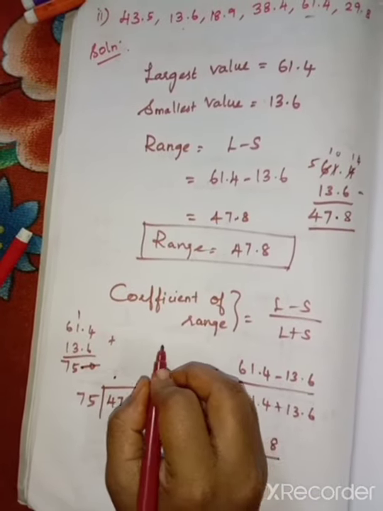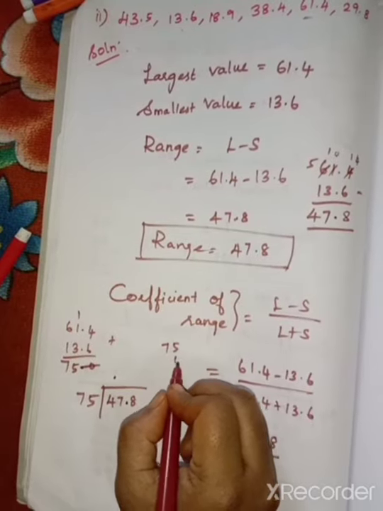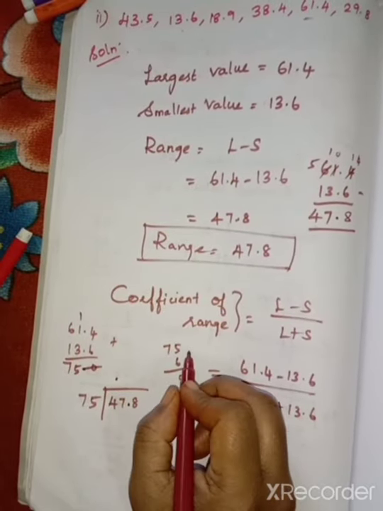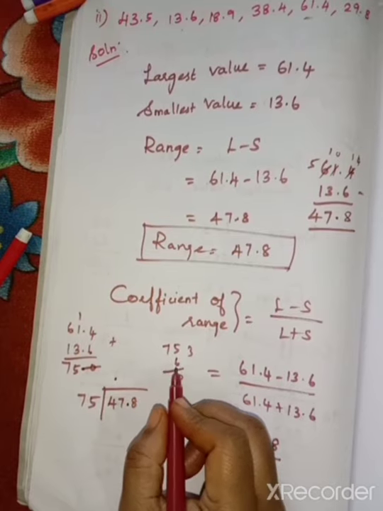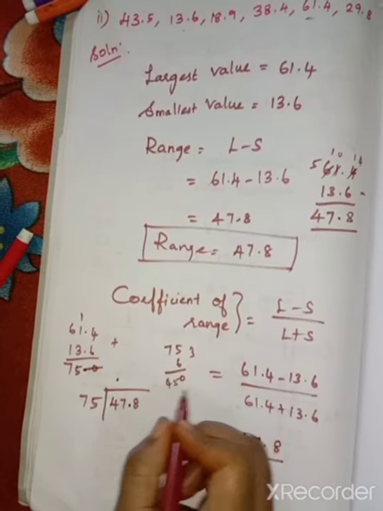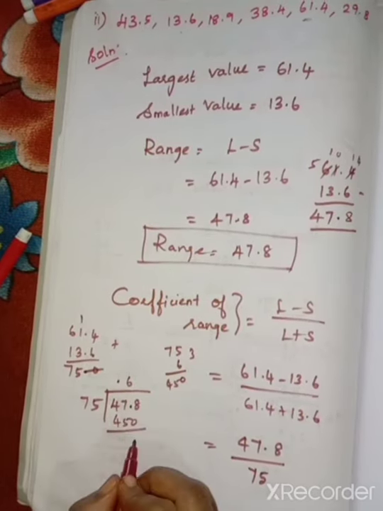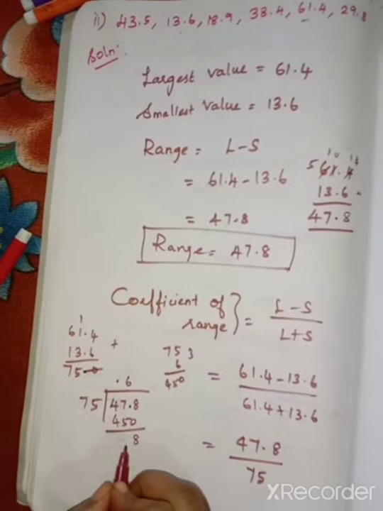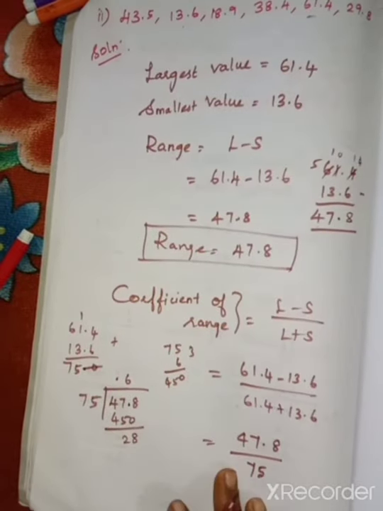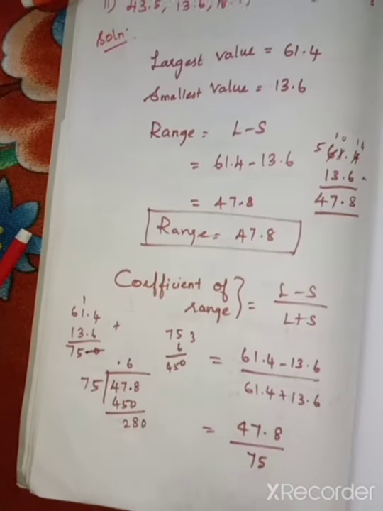So 75 into 6: 6 fives are 30, remaining 3; 6 sevens are 42, 42 plus 3 is 45. So here the value is 6 times we can take. If you subtract, 8, 2, 4 minus 4 is 0. Already we kept the decimal, so write 0 as taken.